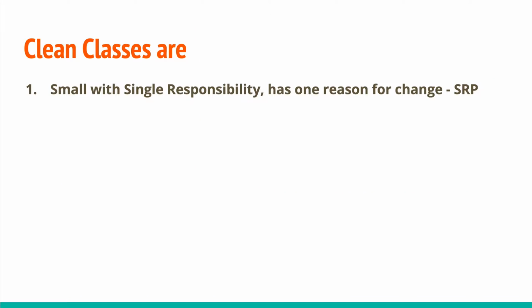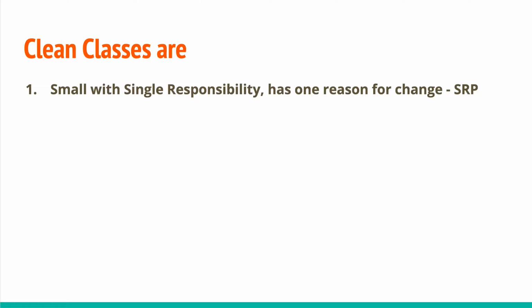The number one is the single responsibility principle from the object-oriented design principles. So a class is clean if it has one reason to change or it is having one responsibility. It doesn't do too many things. So when you describe a class, if you find yourself describing many things that the class does, then it's probably time to break it down.